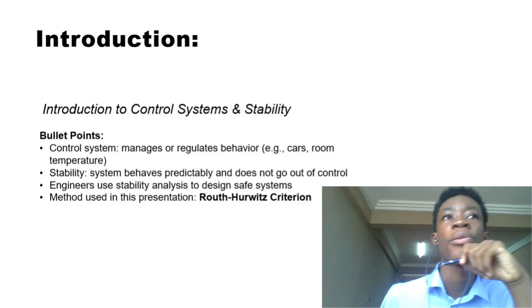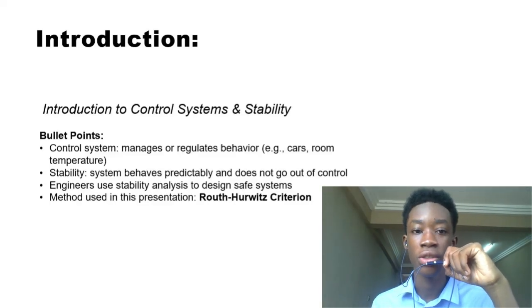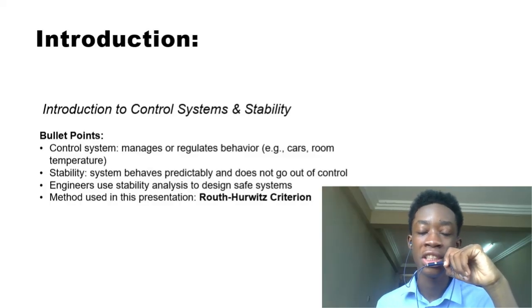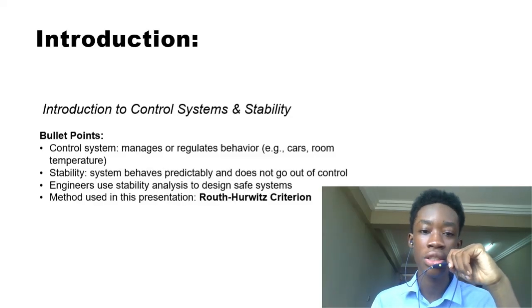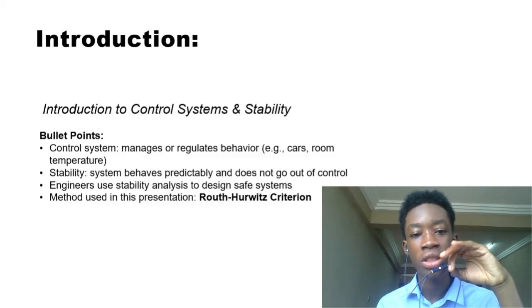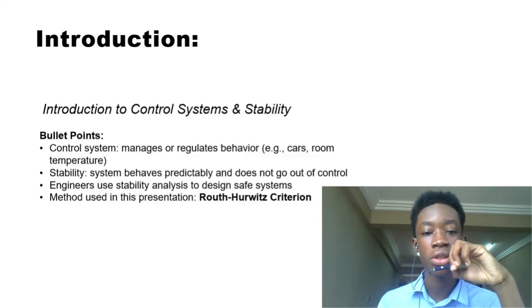So, what is stability? Stability is a very important concept in control systems because it ensures that the system doesn't go out of control. For example, if you're flying a drone and it's unstable, it would crash instead of flying smoothly. So one method of checking stability is the Routh criterion.